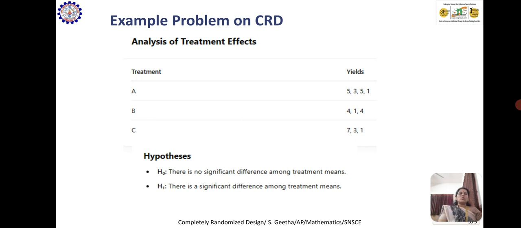After that, now framing the hypothesis part. Here we frame H naught: there is no significant difference between the treatment effects. After that we frame the alternative hypothesis, let it be H1: there is a significant difference between the treatment effects.